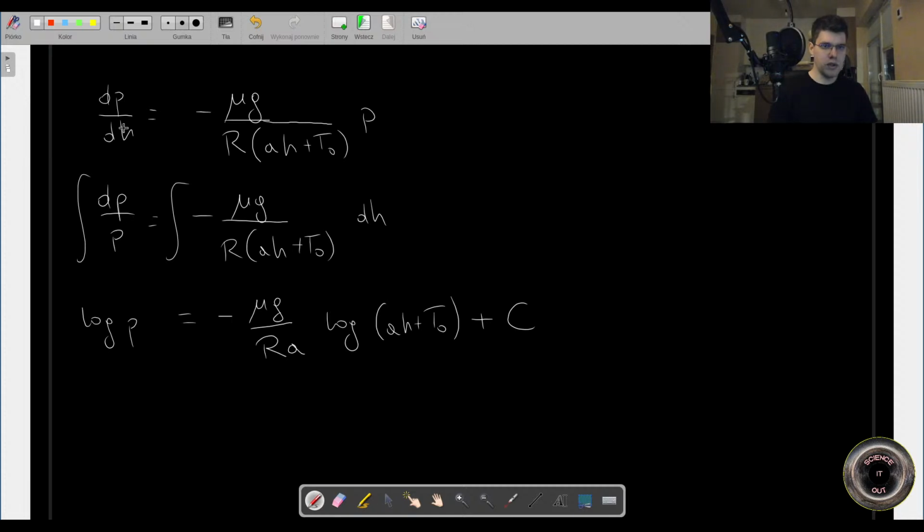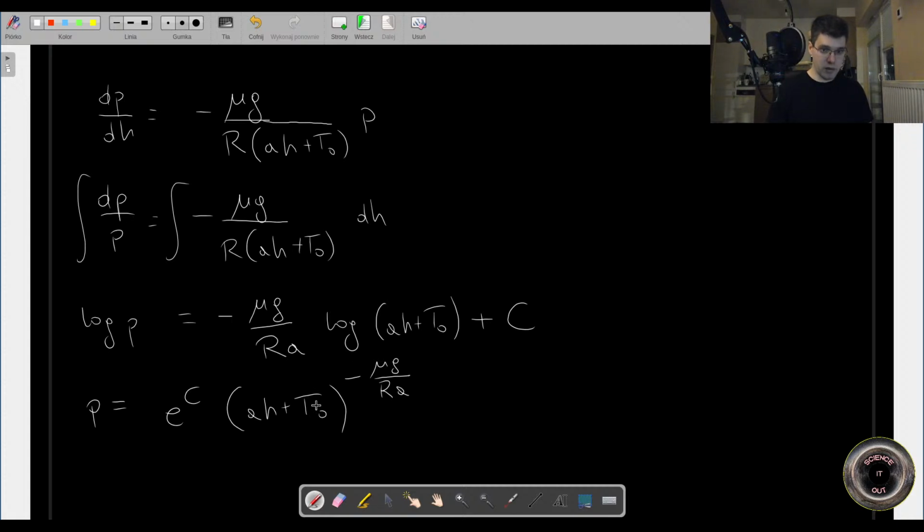So that's the solution to this differential equation, and then we can raise e to the power of both sides, and what we get is that P equals e to the power of c times (a h plus T0) to the power of minus g divided by R a. So it is such a power law.